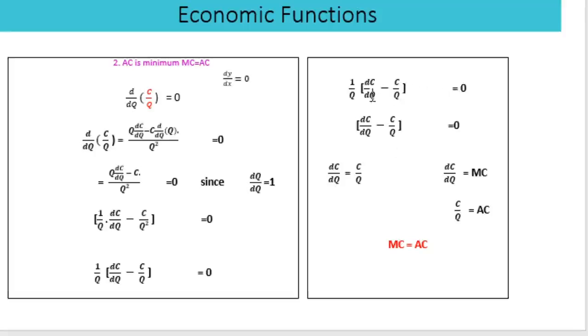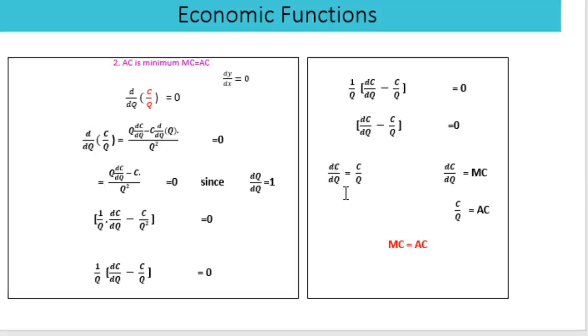Dc by dq minus C by Q equals 0 means this will be equal to this. Then only we will get 0. That is, 5 minus 5 equals 0, 4 minus 4 equals 0. When both these two terms are the same, then only we will get the equality. That means dc by dq equals C by Q.